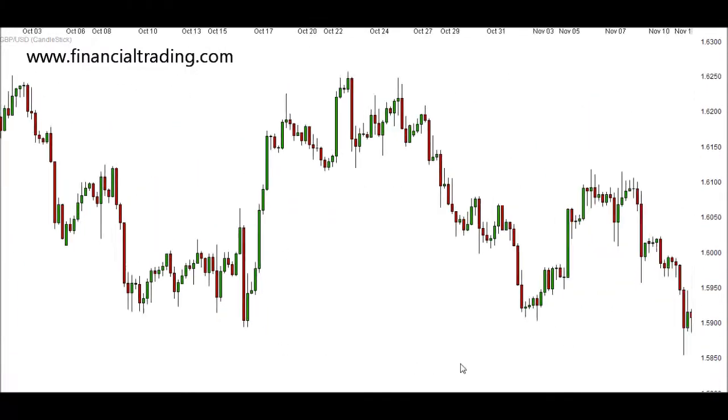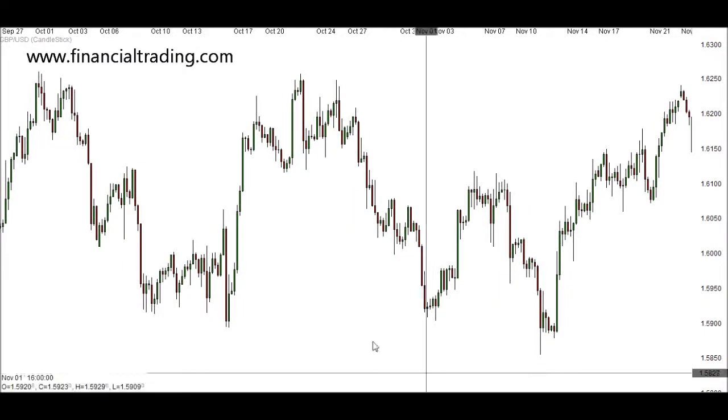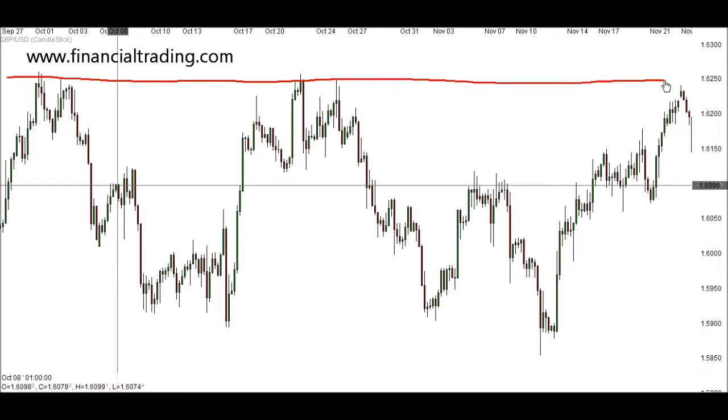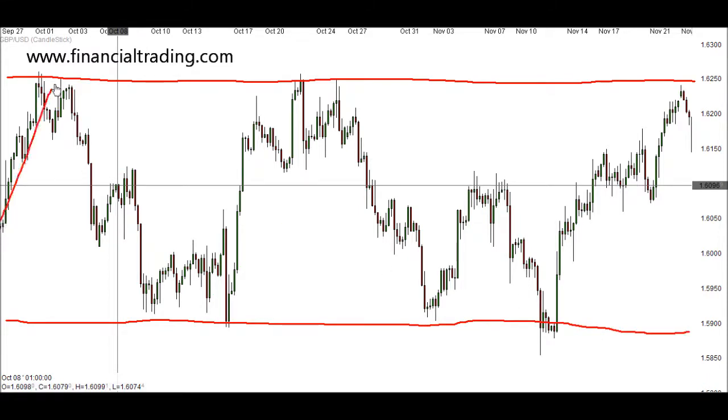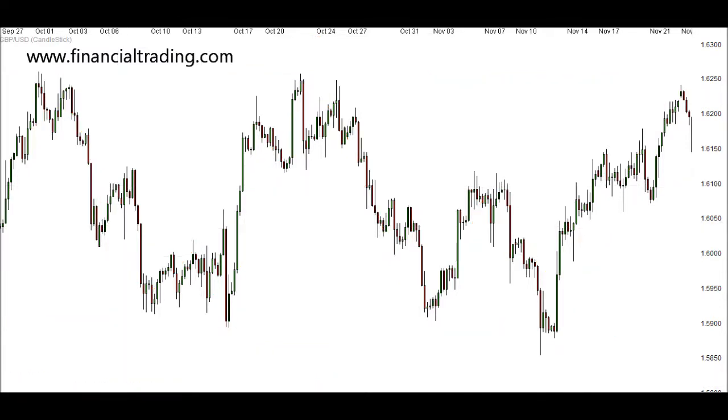So let's look at ranging markets, and when ranging markets come to an end. If we go to the range we used in our last video, which was here, here's our resistance area, and here's our support area, and price is moving between these areas like so. Eventually a range comes to an end, and how does that happen? Well, price closes above or below the support and resistance areas. It breaks through, and we call that a breakout.